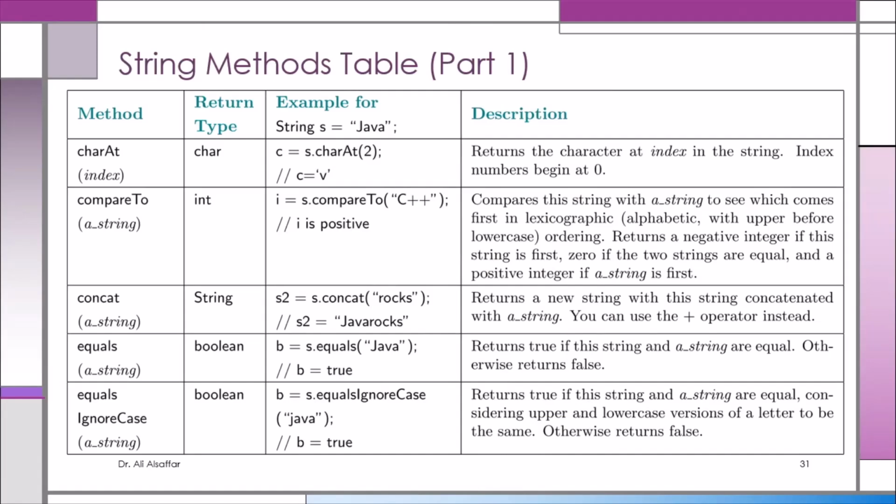This is the table of the methods that we need to cover. This is table number 1. We have finished charAt at last lecture. compareTo will be postponed to chapter 3. concat we finished. It combines two strings. equals and equalsIgnoreCase will be discussed in chapter 3.